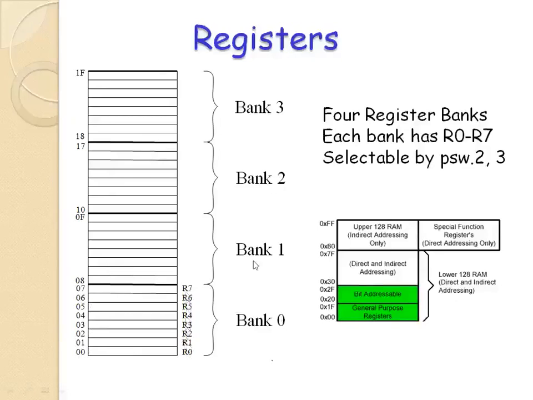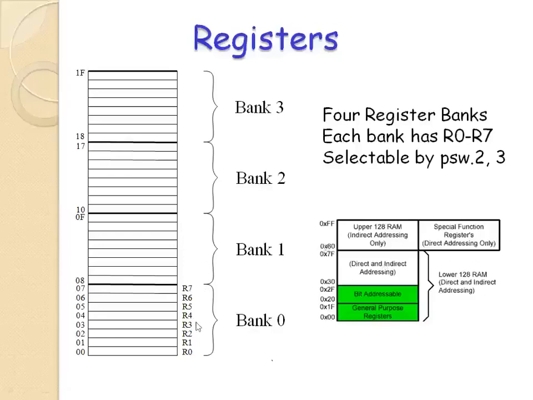This is from bank 1, 08 to 0F, reserved for bank 1. Then bank 2 and bank 3. So there are 4 register banks, and each bank has these registers. The designation of the registers is the same, R0 to R7, and they also reside in this location inside the RAM. In bank 1 the names are the same, in bank 2 the names are the same, and in bank 3 all the register names are the same. And how do we access them?